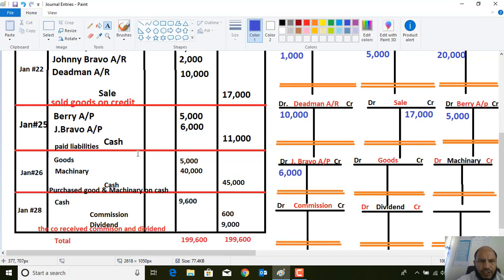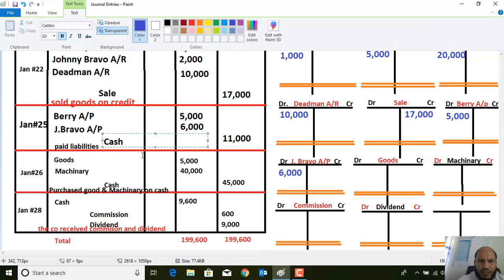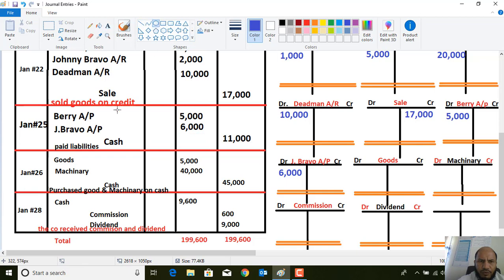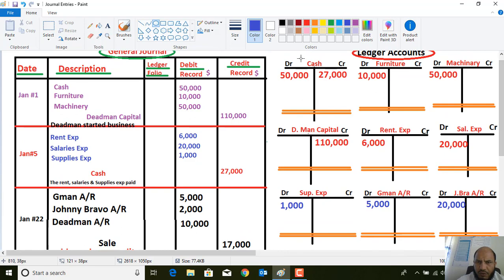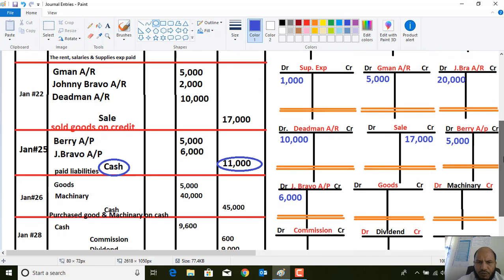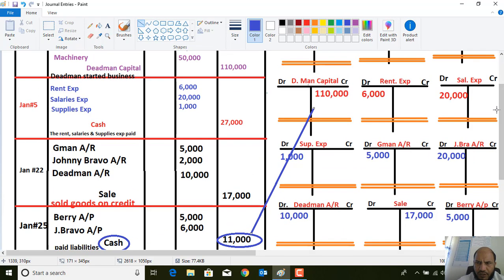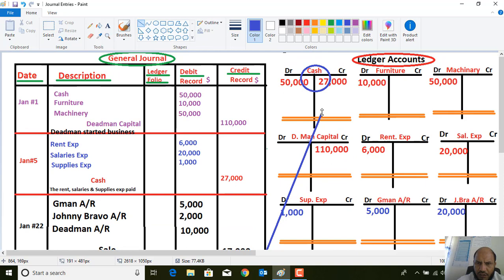Okay, dear students, we have the cash account over here, or the cash amount. If you see, cash is equal to 11,000. Dear students, we should go to the cash ledger, and it is available over here, and the amount is 11,000. We should record this money at the credit side of the cash ledger. So let's find the cash ledger and record these 11,000 at the credit side of the cash ledger. So we will record the cash amount, which is 11,000, at the credit side of this ledger.